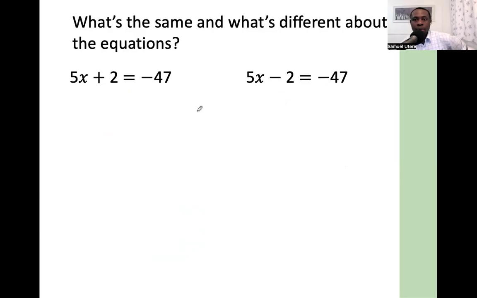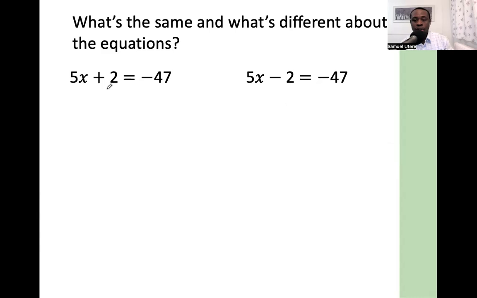What's the same and what's different? The only difference we see is that here we are adding 2, here we're subtracting 2, here we have negative 47, here we have negative 47. So we'll use exactly the same approach. We want x to stand on its own. The thing that is preventing that is adding 2 and multiplying by 5.